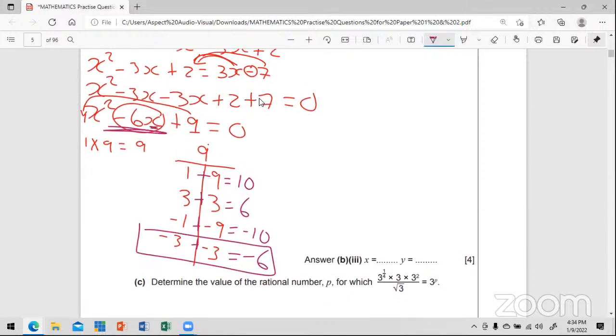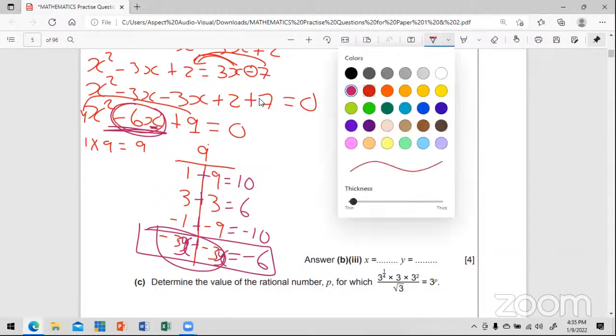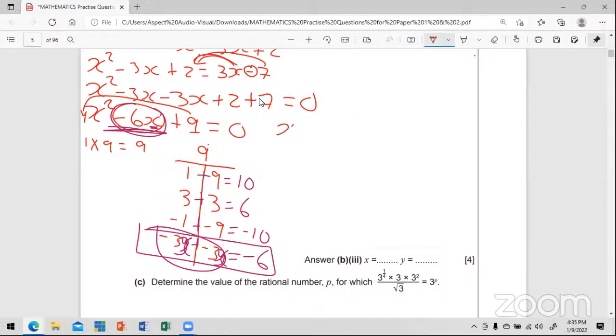Now your variable is x, right? Negative 6 is the same thing as negative 3x and negative 3x. So I'll take the whole of this and put it here and factorize. Why is it 3y? Okay, I mean x, it's not y, it's x. Our variable is x. So that one will now be x squared minus 3x minus 3x plus 9 equals 0.